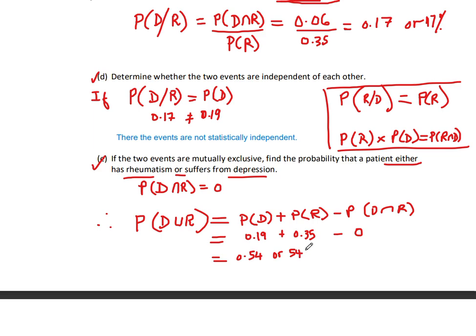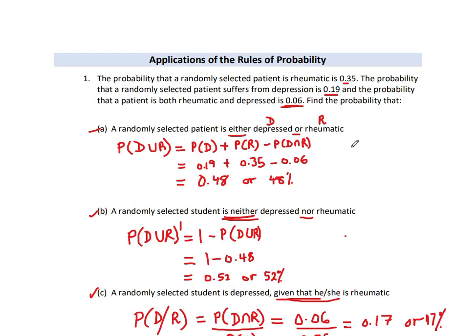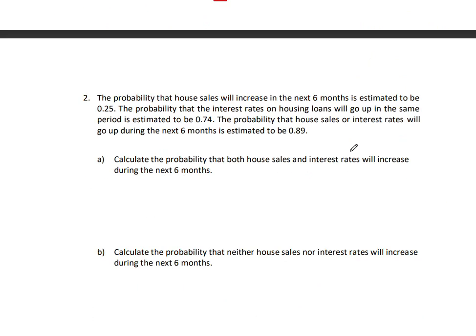So there's a 54% chance that a person will be rheumatic or depressed if the two events cannot occur together, if a person can't have both conditions together, which is what the mutually exclusive condition that we're asked to assume means. All right, let's continue now to another question illustrating the fundamental rules of probability.